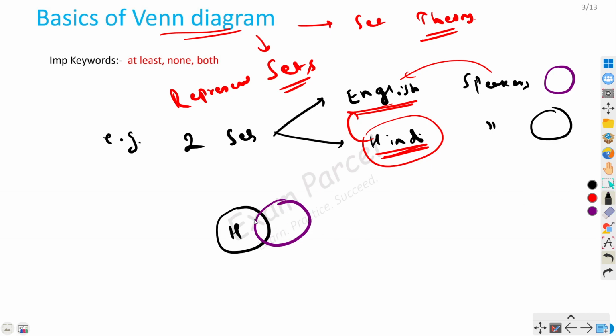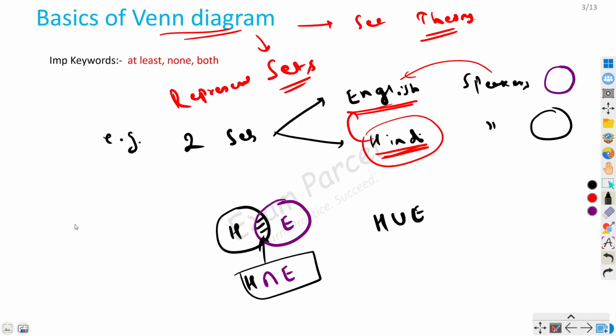So this common area will be H and E, Hindi and English. So we will denote this by H intersection E. This is known as intersection. It means the people who are common in both the sets. So this is one notation, intersection. One more notation is for how many total persons are there. That would be union, H union E.